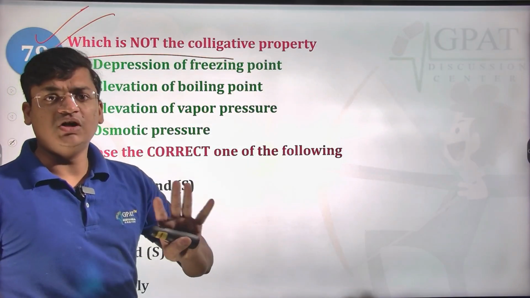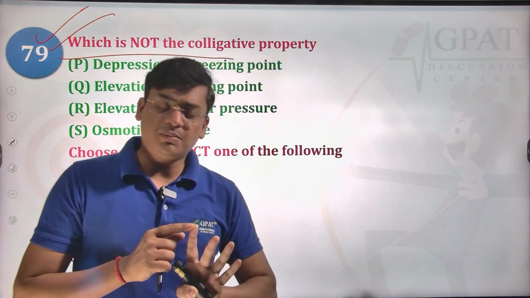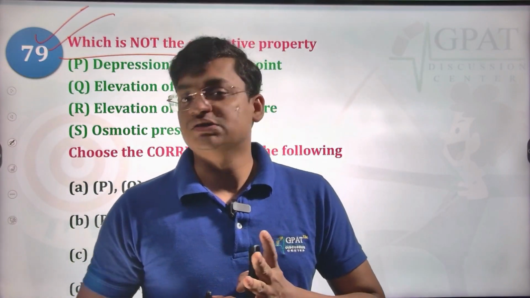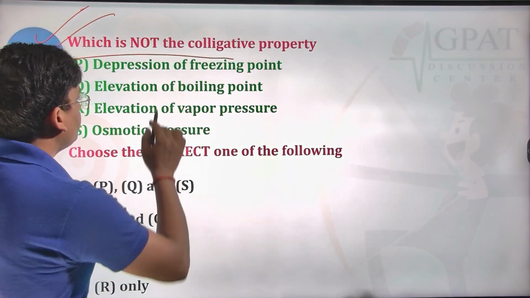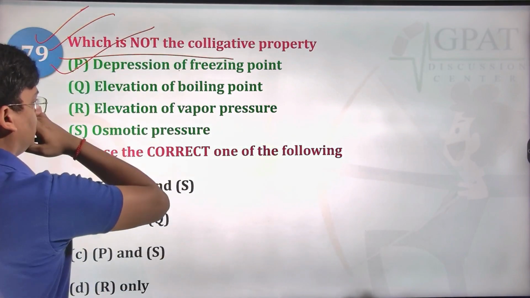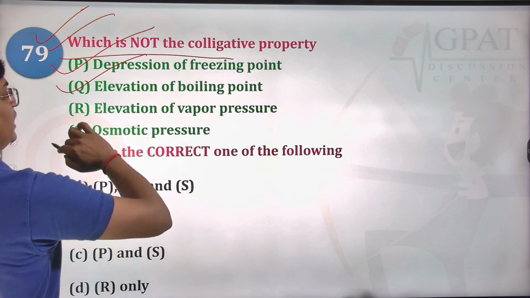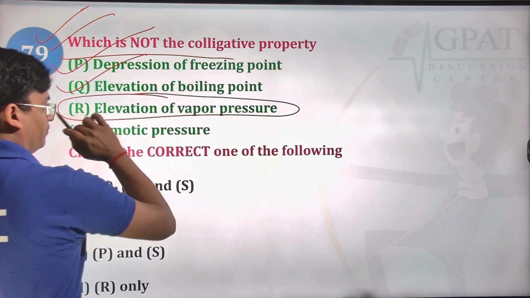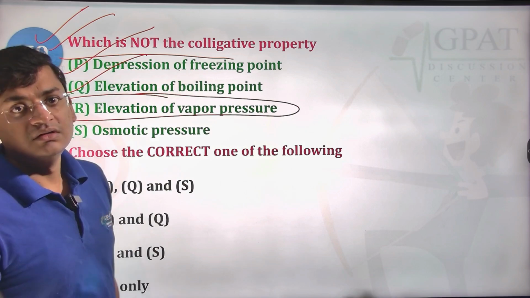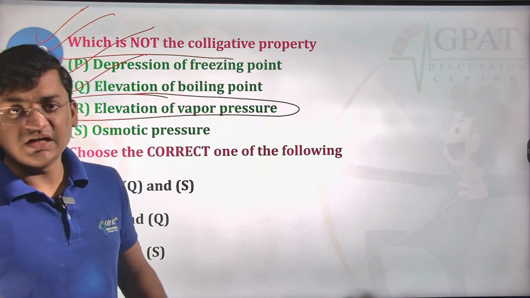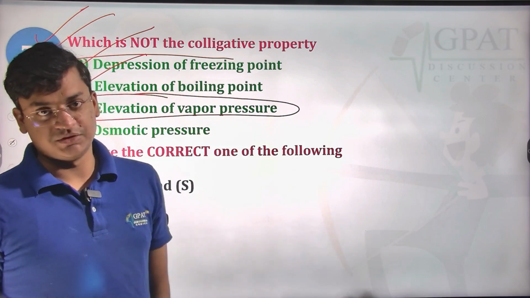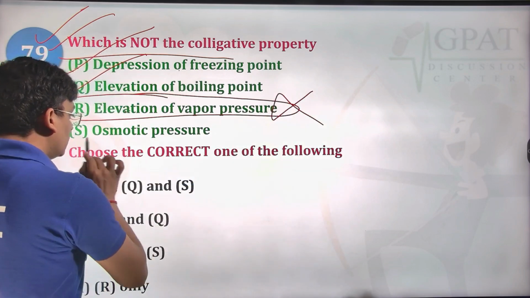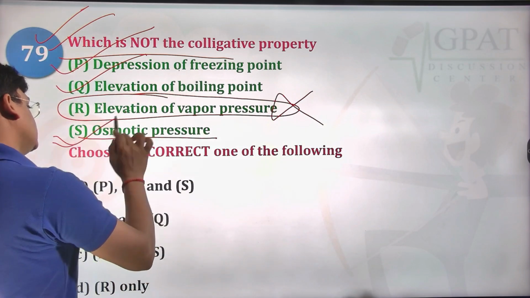Next question: which is not a colligative property? We have four colligative properties: relative lowering in vapor pressure, elevation in boiling point, depression in freezing point and osmotic pressure. Depression in freezing point, right. Elevation of boiling point, very true. Elevation of vapor pressure, no. After the addition of solute, we see a lowered vapor pressure, so this can't be elevation in vapor pressure. This is the wrong answer. Osmotic pressure, yes, is also a right answer.